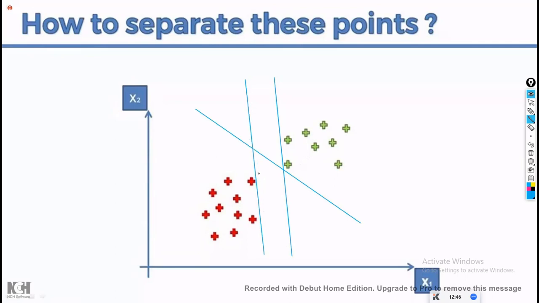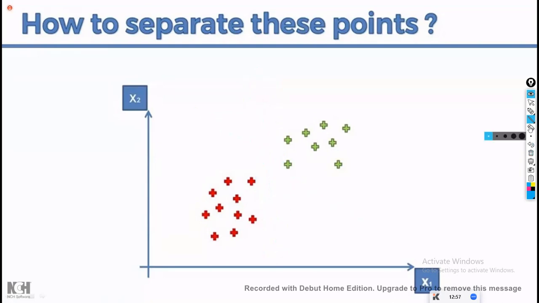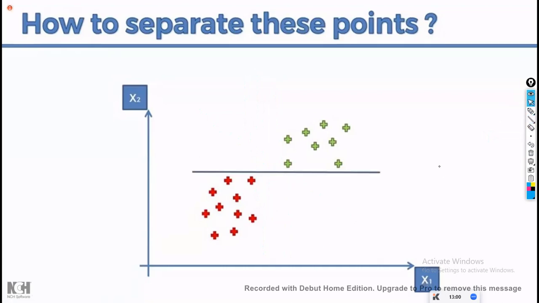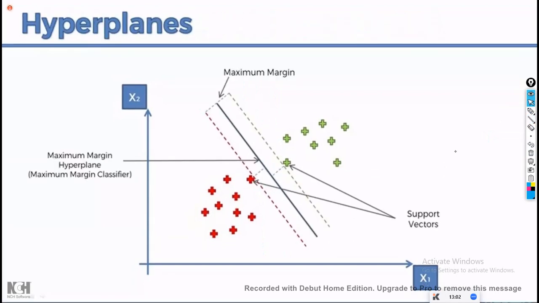So I want to identify the distance between them. And I want to have the middle line, which can have the maximum support, meaning maximum distance, so that both of them will be classified properly. So that is the working of the support vector machines.